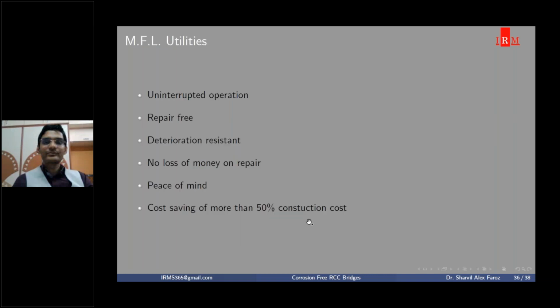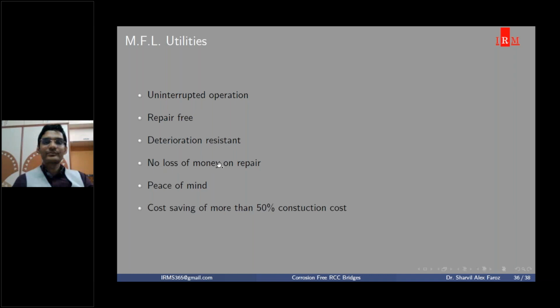Okay. And finally, let me conclude through the utilities. What are the utilities of M.F.L design? Like, if you design your structures with this M.F.L technology, what are the benefits and the advantage that you get? Okay. First of all, the first one is uninterrupted operation. So what is an interruption? Whenever there is requirement of repair and major rehabilitation, sometimes the bridges have to be shut down also, or partially shut down. That is an interruption. So if we are ensuring that the bridges and the viaducts are repair free, it means that we can have an uninterrupted operation. Okay. Of course, it will be repair free and deterioration resistant.